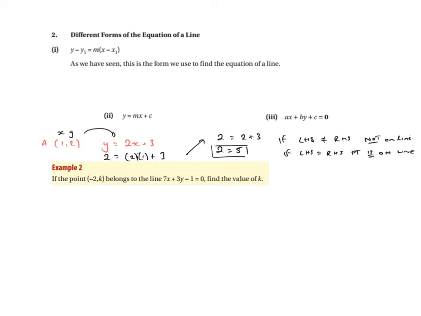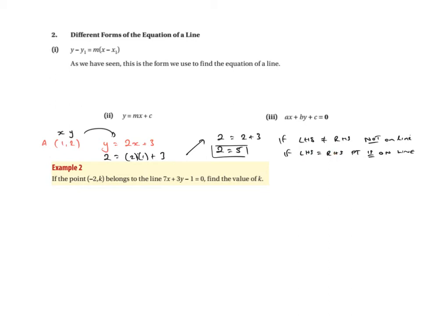So using that bit of information, we're going to try and solve this example. It says if the point (-2, k) belongs to the line, belongs is just another way of saying is on the line, 7x plus 3y minus 1 is equal to 0, find the value of k. Here it's important to notice we're told that it does belong to the line, so the left hand side must equal the right hand side. Now that we know this, we can set up an equation and solve it.